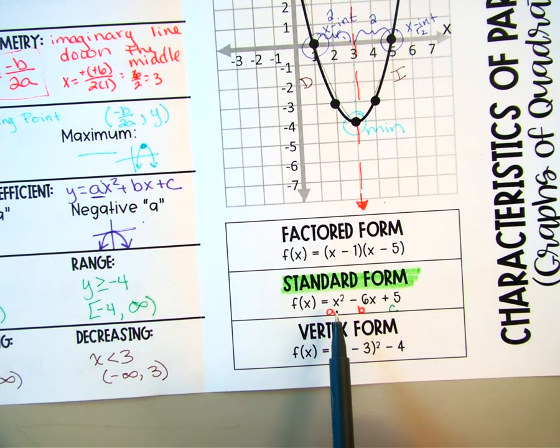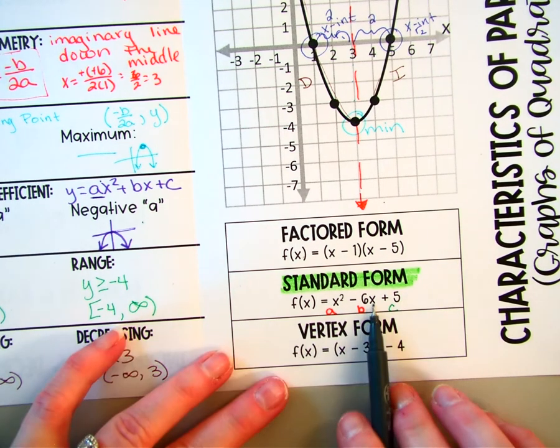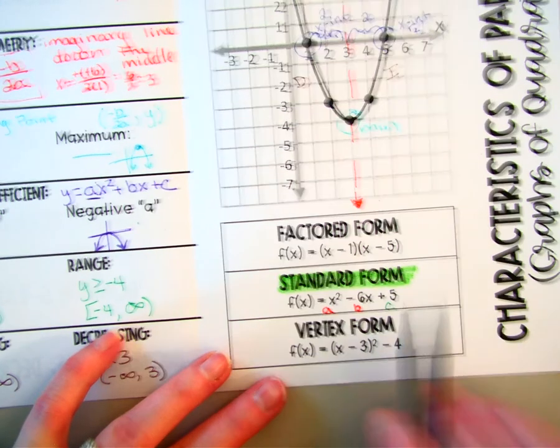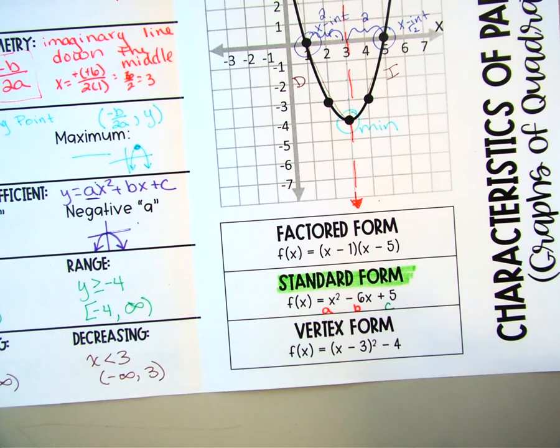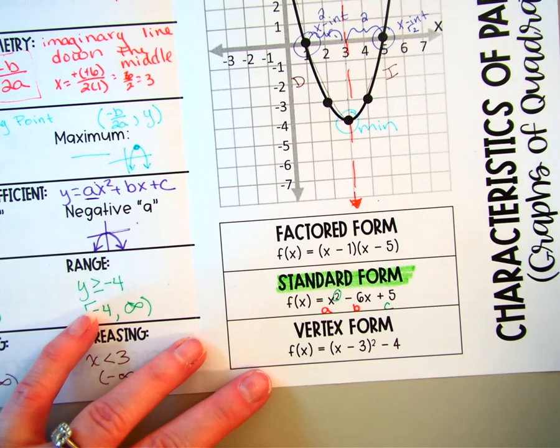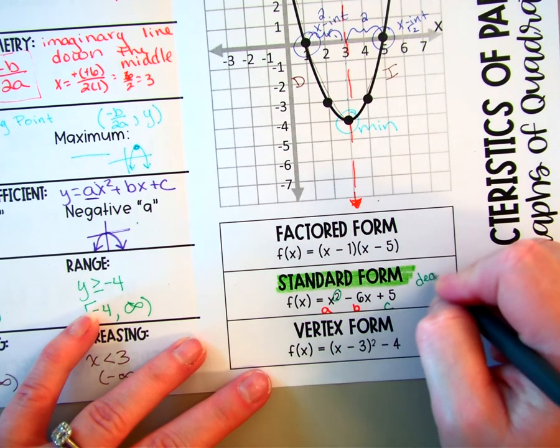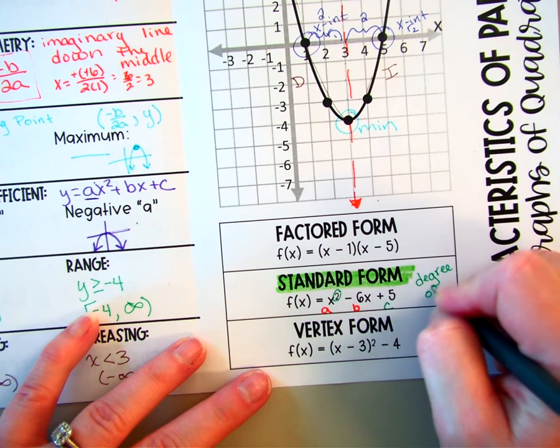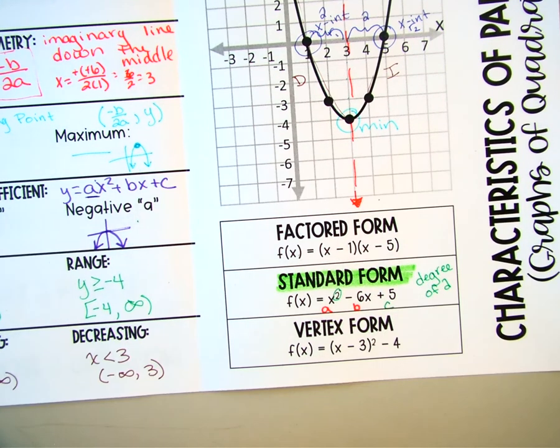This being an x squared, that always goes first. Your largest exponents always go first. And then this is an x to the first, and then your 5. That is the order our standard form goes in. And because our largest exponent here is a 2, this is what we call a degree of 2. This is a second degree equation. Okay. Our linears are a first degree equation. This is a second degree equation. Linears are first degree because they're x to the first.